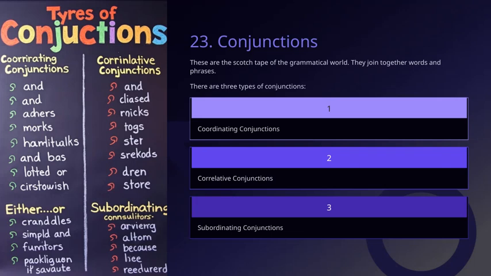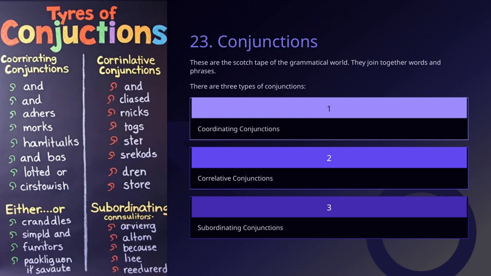All right, let's talk about conjunctions. Think of them as the Scotch tape of the grammatical world. They're the little connectors that hold words and phrases together, making our sentences flow smoothly. Without conjunctions, our language would feel choppy and disjointed.